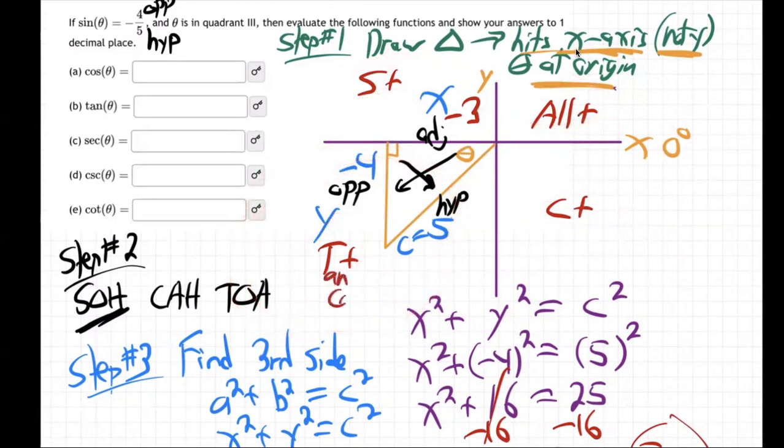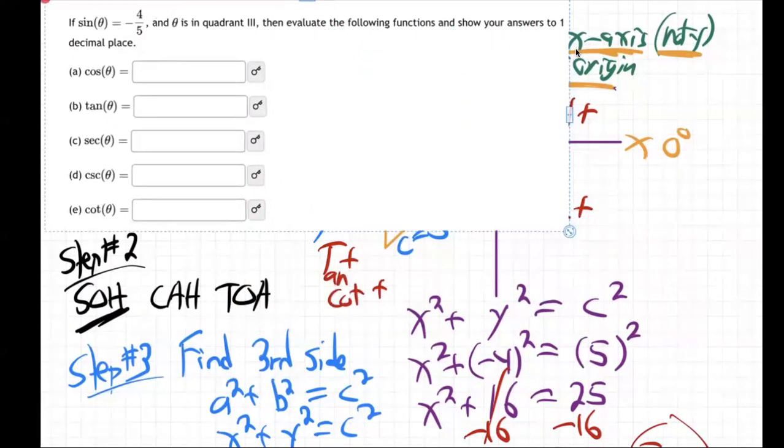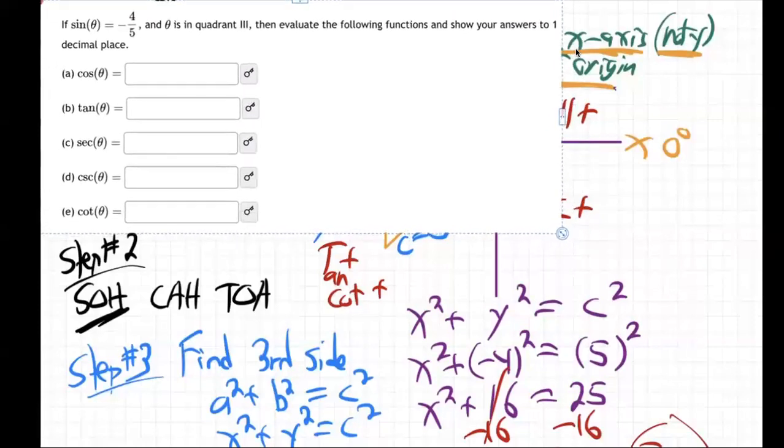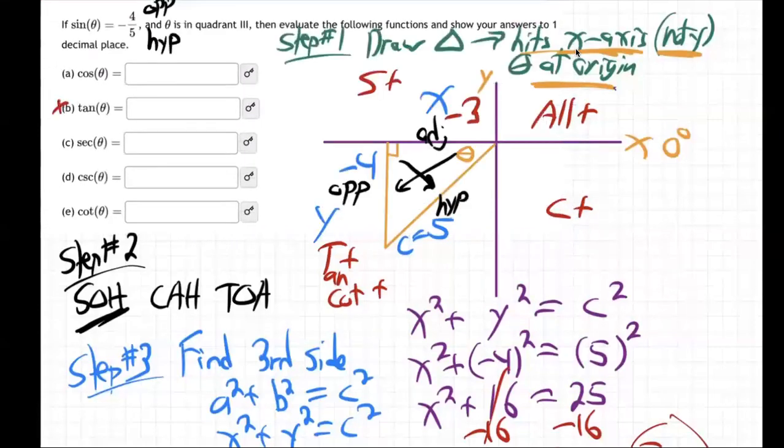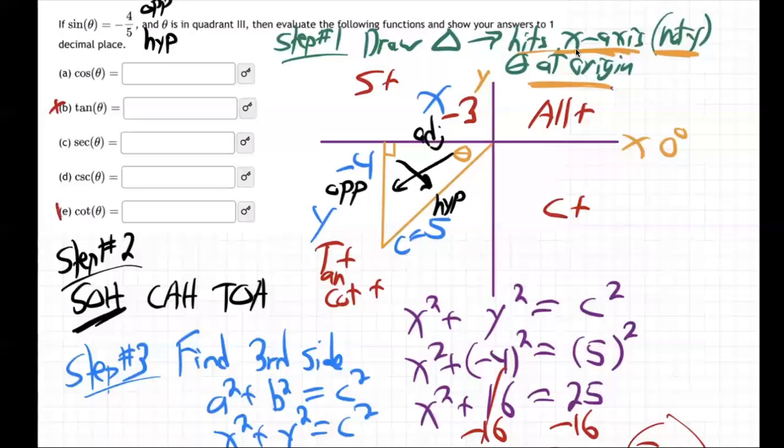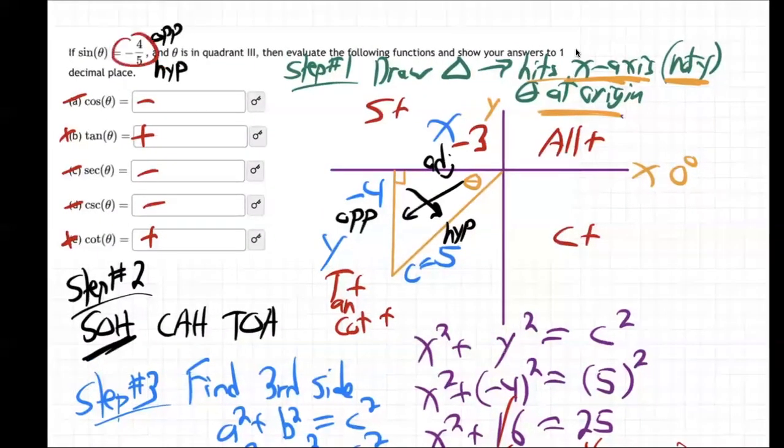Tangent's positive, and his upside down, cotan. So I can just come over here and go, tangent's going to be positive, cotan is going to be positive. The other four are going to be negative. I know it. The other four are negative. So this is going to be a positive answer. The other ones, negative, even sine is negative, right?